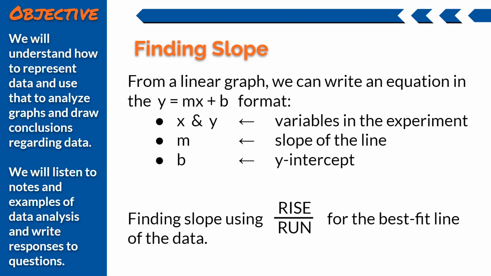From a linear graph, we can write an equation in slope-intercept form where y and x are the variables in our experiment, m is the slope of our line, and b is our y-intercept. If you're trying to find slope, you need to do so the same way you've been doing in math class and hopefully on that sheet you're working on: rise over run, or change in y over change in x. So you have to pick 2 points along your trend line and use those to find the slope of that line. And that slope will probably have some meaning.